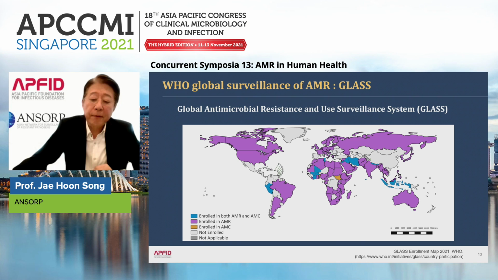This is the data from GLASS report this year. As shown in this map, AMR surveillance system has been established in many countries around the world, but only a few countries were enrolled in both AMR and AMC surveillance. Also, we still have missing pieces for this global surveillance system. For example, in the Asian region, China is not enrolled in this global surveillance system for now.